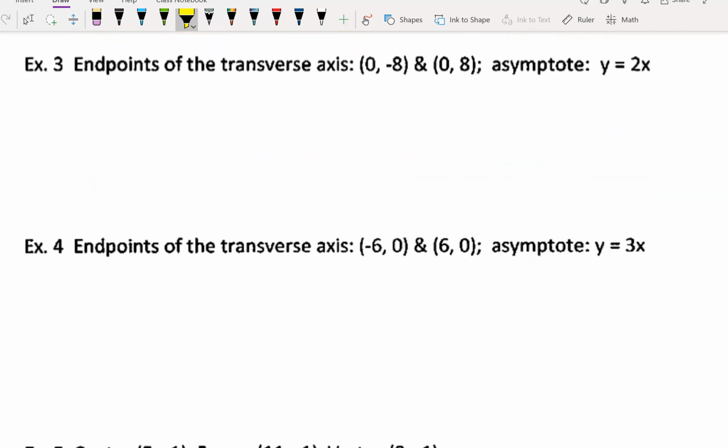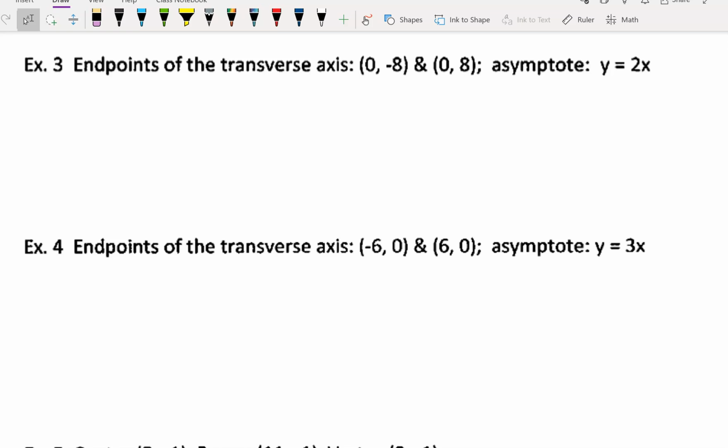All right, now we got something a little different. Endpoints of the transverse axis are 0, -8, and 0, 8. And the asymptote, or one of the asymptotes, is y equals 2x. So I notice that the asymptote is y equals 2x, which means it goes through the origin, which tells me that the center is going to be the origin, which is nice.